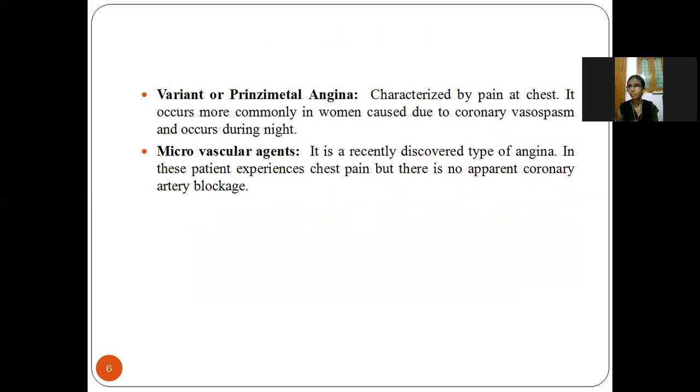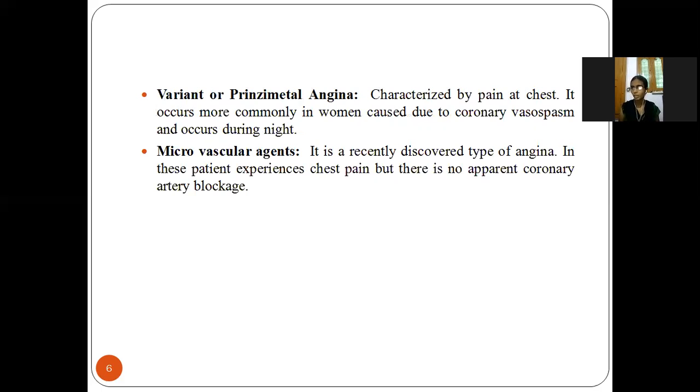Next, the third one is variant angina, also called Prinzmetal angina. This type of angina is commonly seen in women at night time. It occurs by coronary vasospasm, means constriction of the heart. If the heart is more constricted, it will get more pressure in the heart, so it leads to angina.